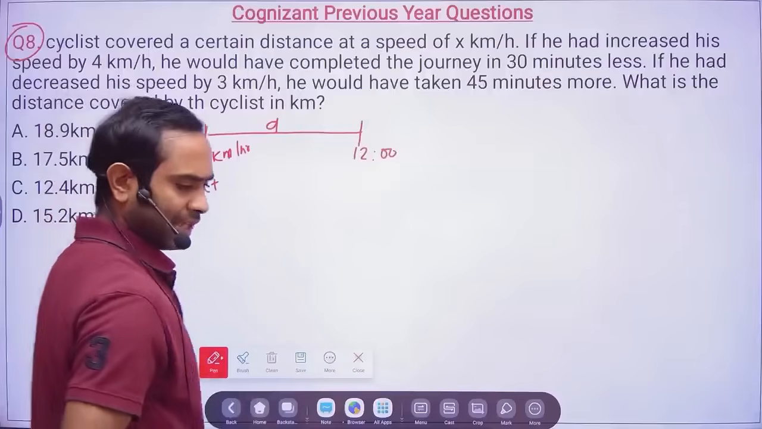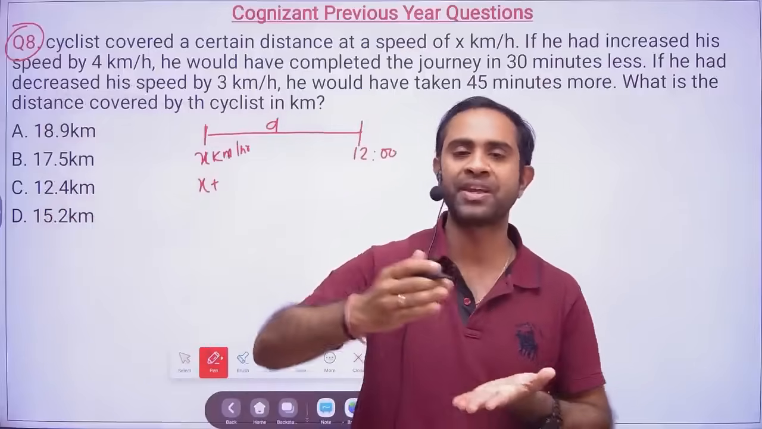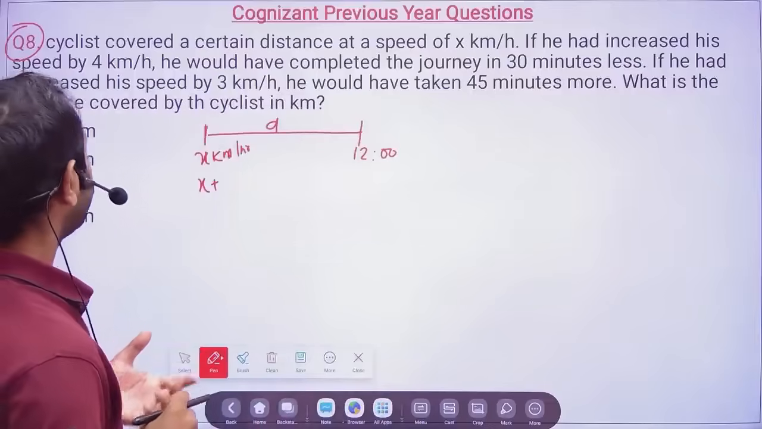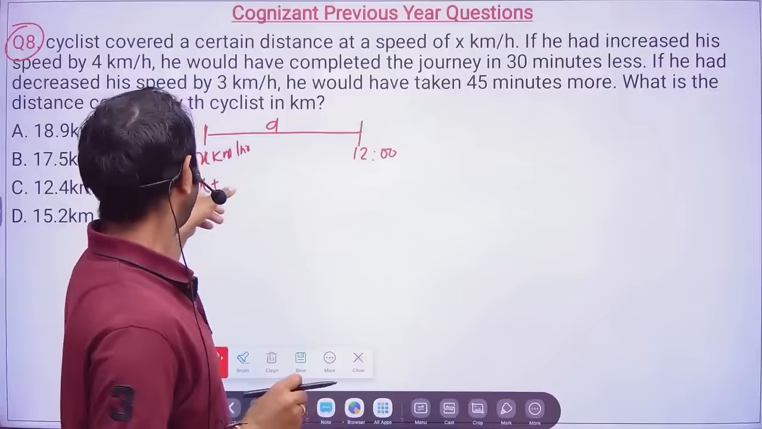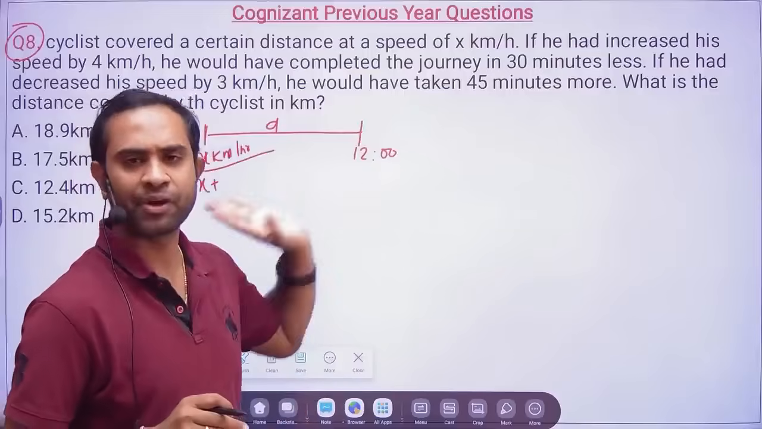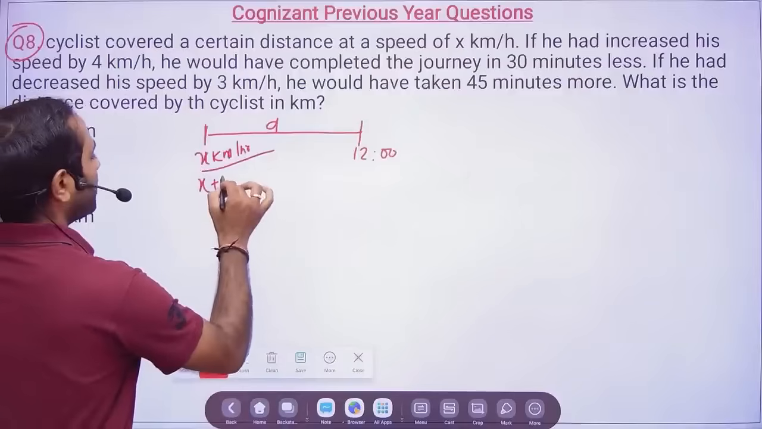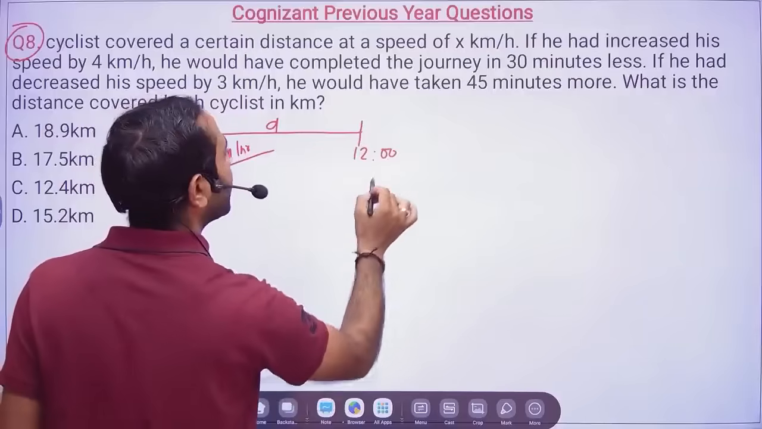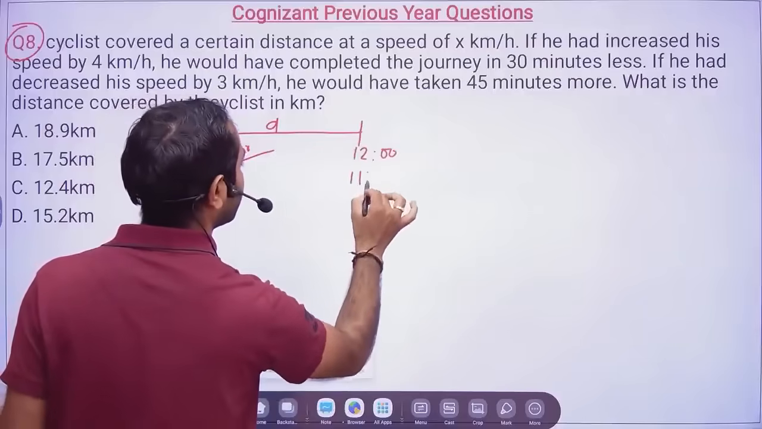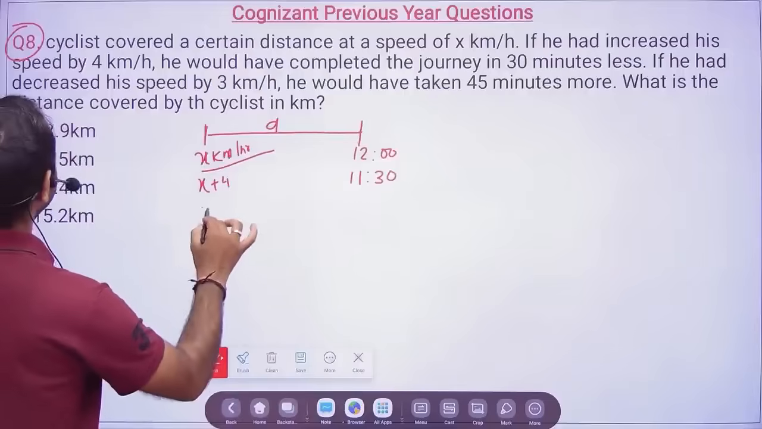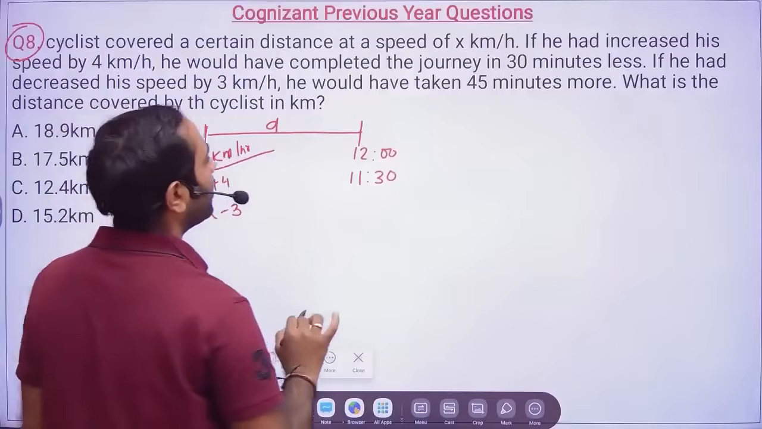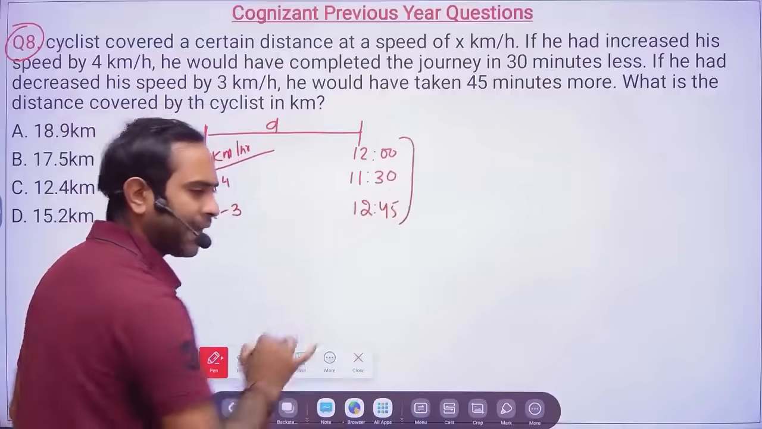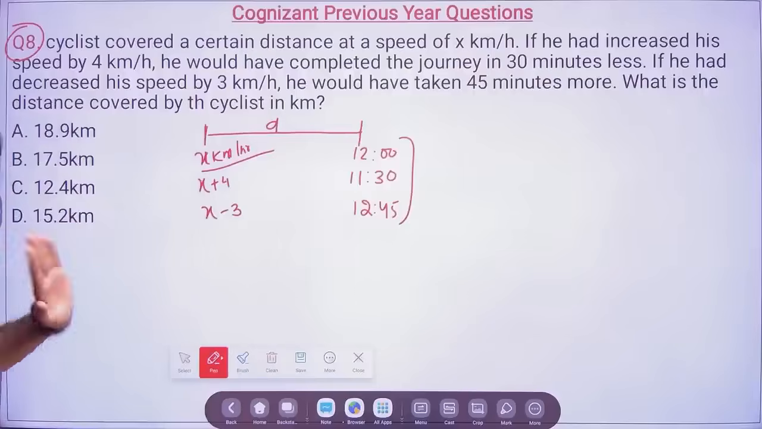So there is a certain distance d. The cyclist goes with x kilometer per hour and reaches at 12. If he had increased his speed by 4 kilometer per hour, he would have completed the journey 30 minutes earlier, that means 11:30. If he had decreased his speed by 3 kilometer per hour, he would have taken 45 minutes more, that means he would have reached at 12:45. To understand the question, you can think in this way.